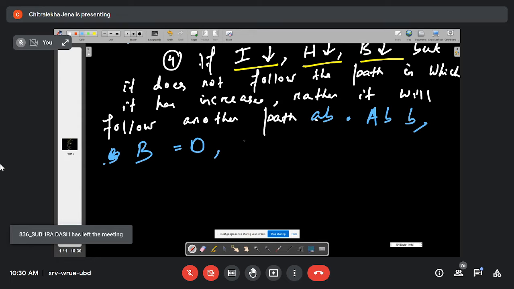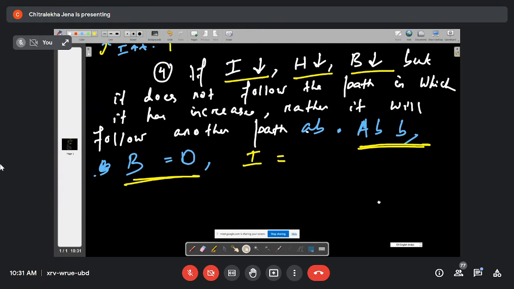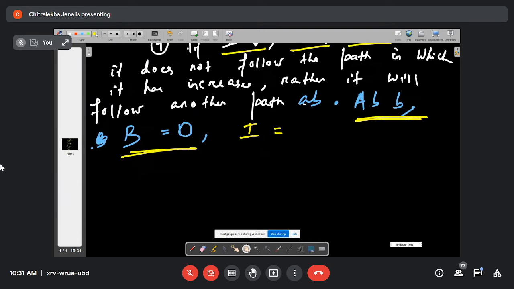What is the current at that time? Look at the curve and tell me. What is the current at B equal to 0? At b, B is 0. What is the current at that particular time? I is equal to, look at the curve and tell me. 0. Yes, current is equal to 0.